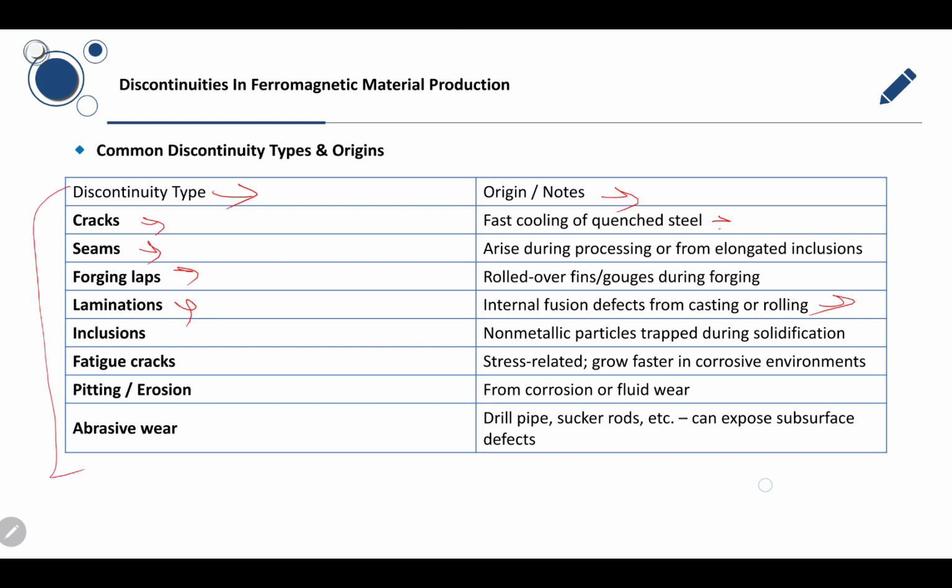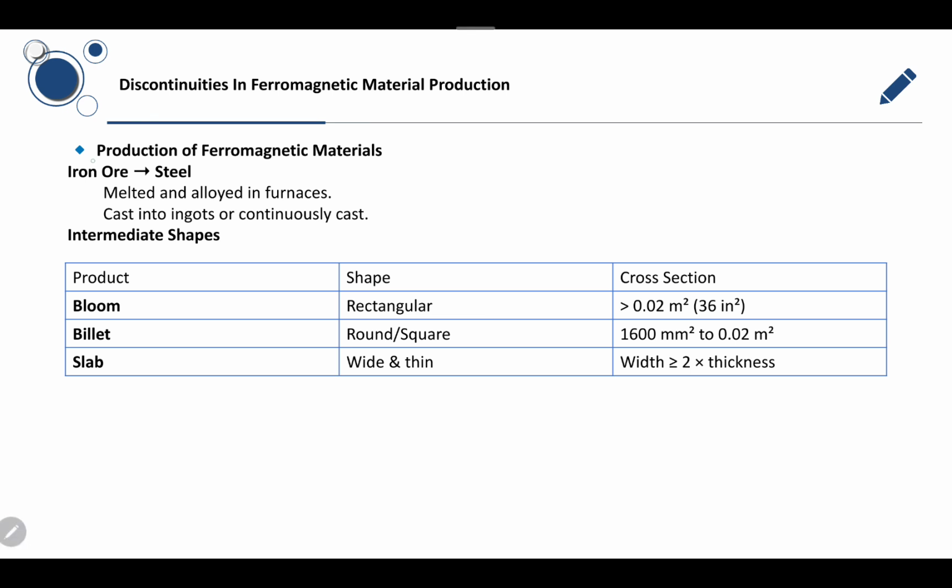So we move to the next slide. Production of ferromagnetic materials. We already discussed this in the steel mill life cycle. So this section briefly outlines the fundamental process of steel production. Iron ore is melted and alloyed in a furnace. The molten metal is then cast into ingots or continuously cast into various forms. This initial melting and solidification process is where inherent discontinuities begin to form.